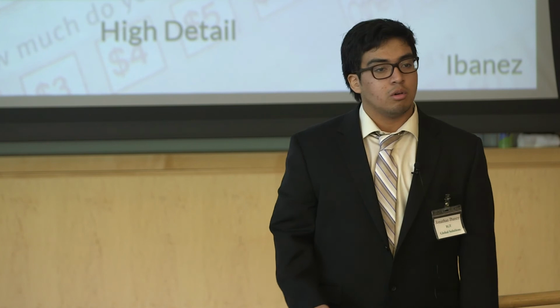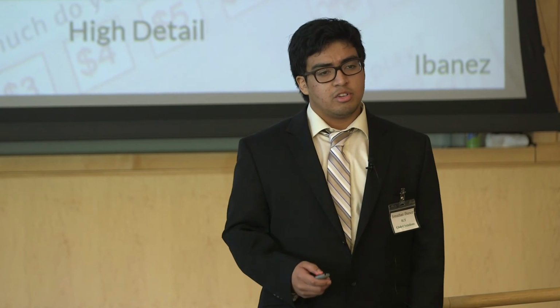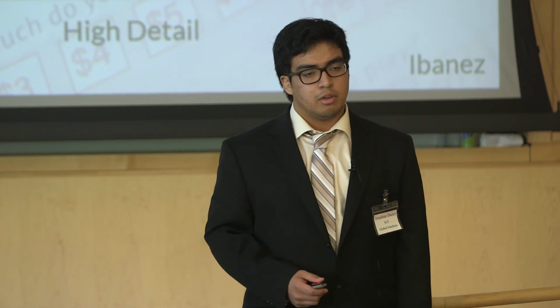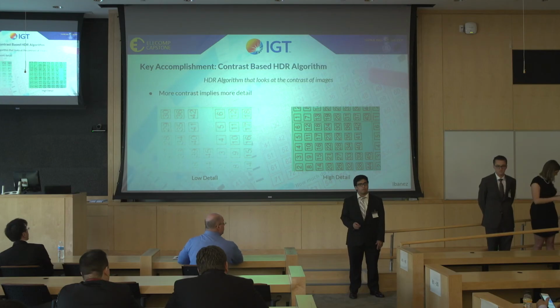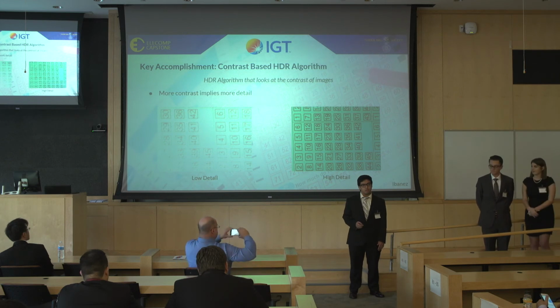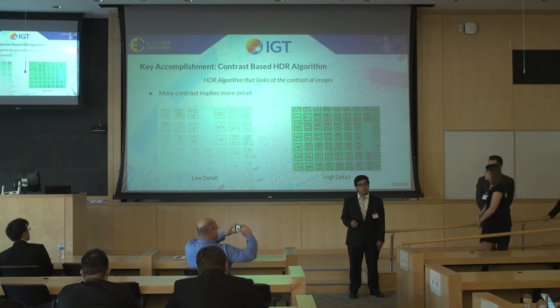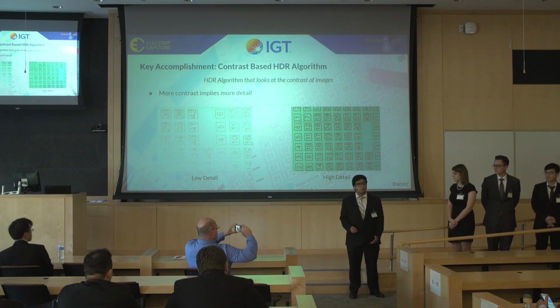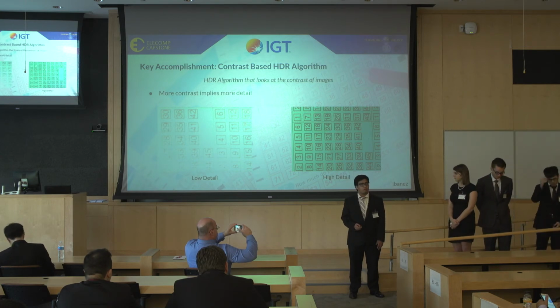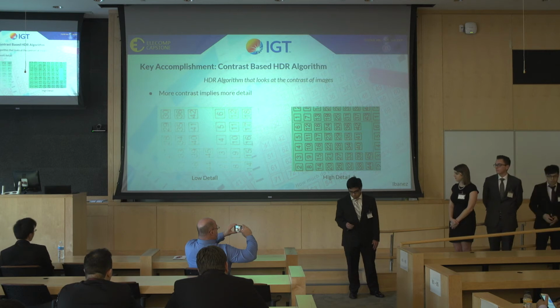So first, we're going to be going over the HDR algorithm that we developed this semester. As David mentioned, we want as much detail as possible in our high dynamic range images. We noticed that there was a correlation between contrast and detail. More detail in an area suggested that there was more contrast in that area as well. So we want to use contrast as our primary tool in developing our HDR algorithm.